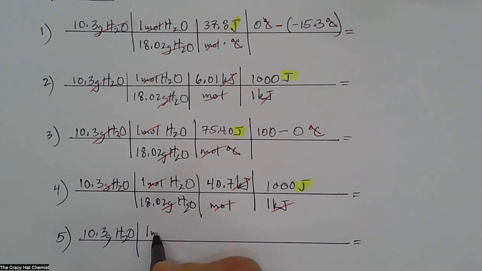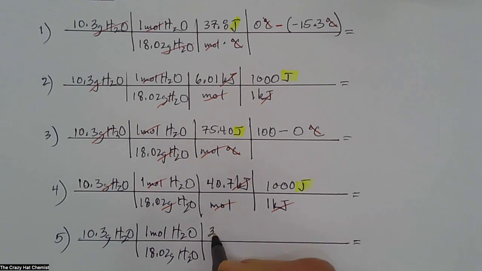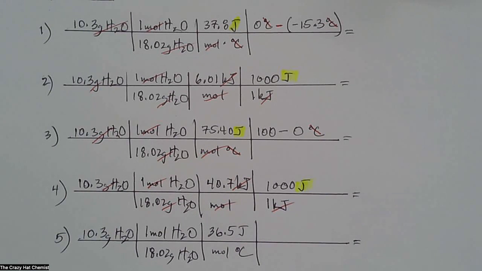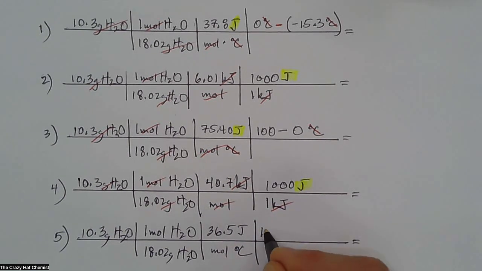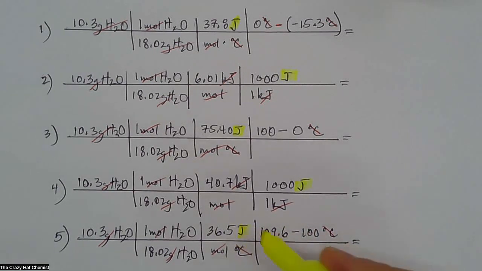Okay, so that's 1 mole of H2O, and that's 18.02 grams H2O. And then we're going to be using the specific heat capacity of steam. So that is 36.5 joules per mole degrees Celsius. And then we got our temperature change. Our final temperature is 109.6, and the initial temperature is 100. That's an exact value. You should see that our grams cancel, our moles cancel, degrees Celsius cancel. What are we left with? We are left with joules, of course.